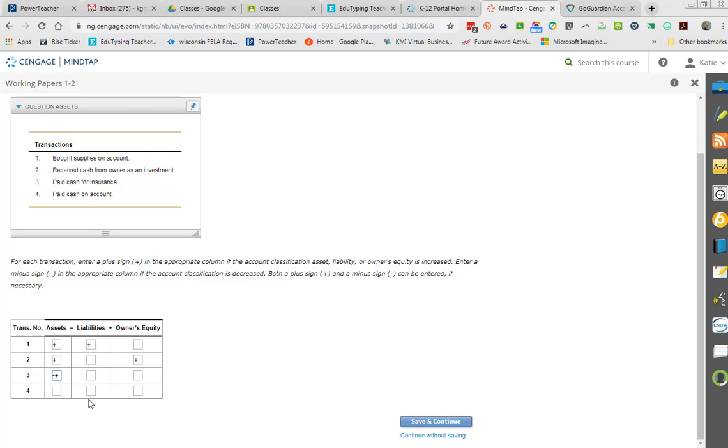So number 4, paid cash on an account. Caitlin, what one do you want to take on that one? Cash. Cash is what type of an account? Asset, liability, owner's equity. Do we have more cash or less cash? So what are we going to do there? Yes.